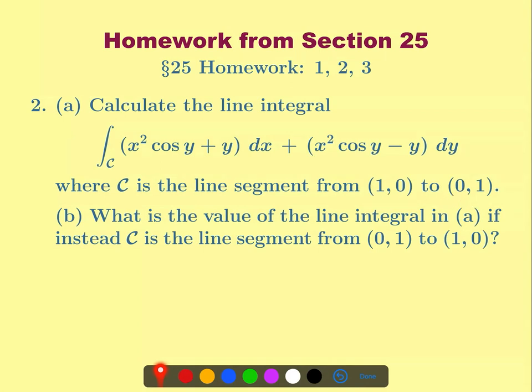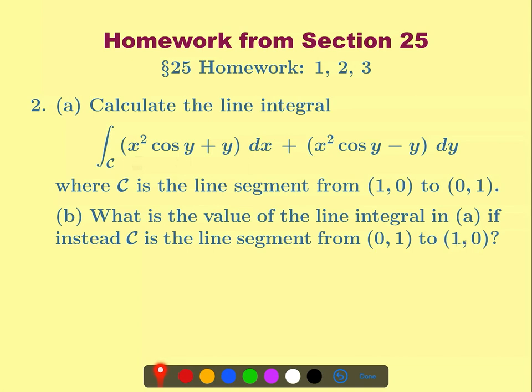And for part B, we want to find the value of the same line integral, but with the curve in the opposite direction, going from (0, 1) to (1, 0). So let me deal with A first. We need to write C in terms of a parameter t, say. And so we're going to rewrite x and y in terms of t here.